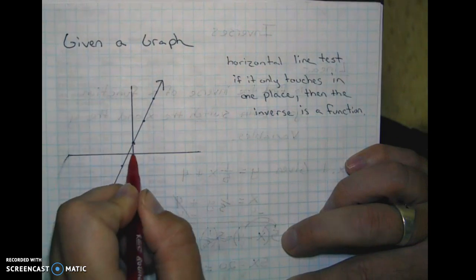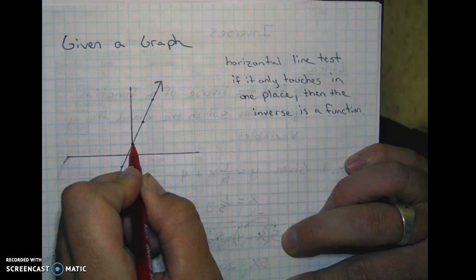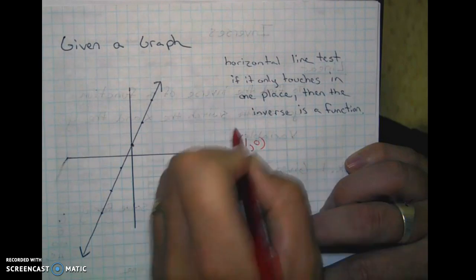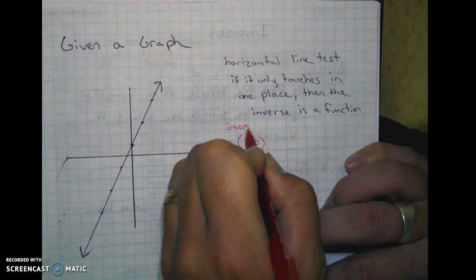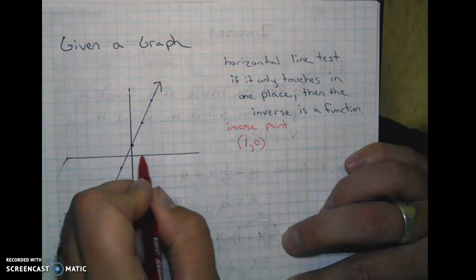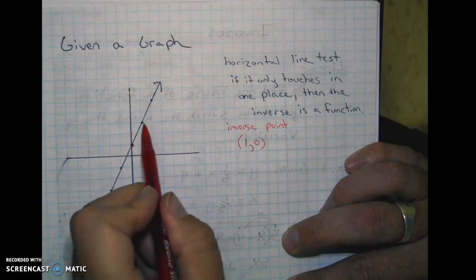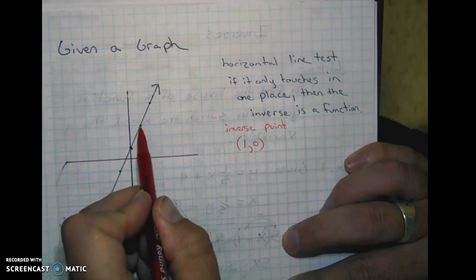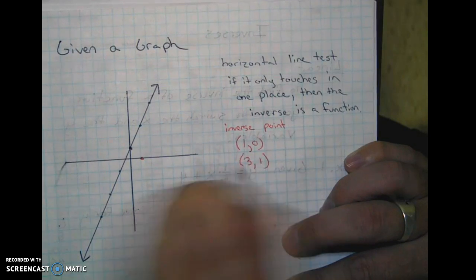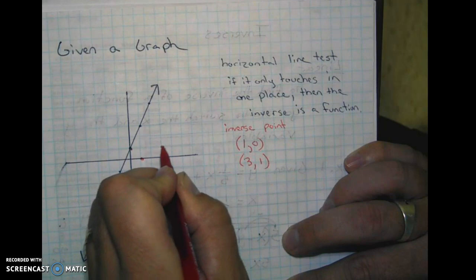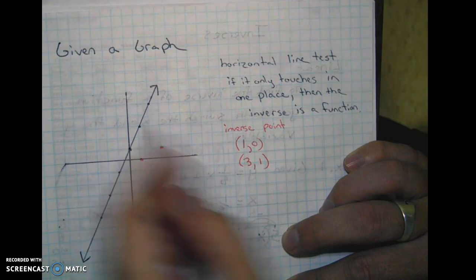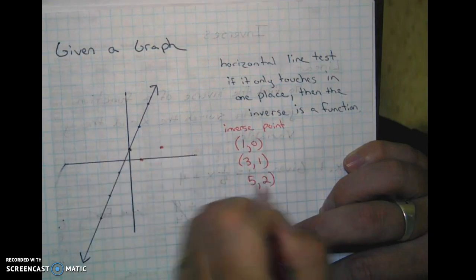That point there is 0, 1. So the inverse point is going to be 1, 0. Okay. This point here is 1, 3. So the inverse point is going to be 3, 1. This point here is 2, 5. So the inverse point is 5, 2.